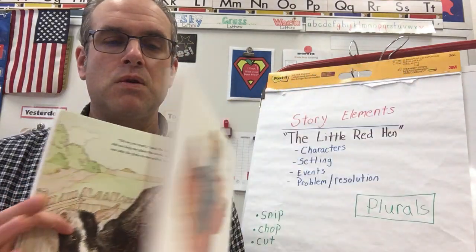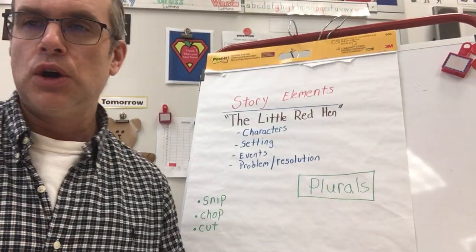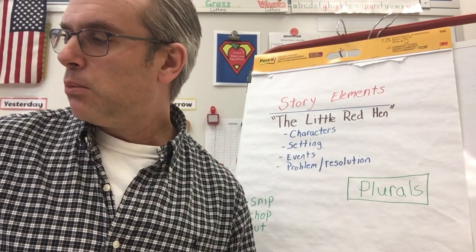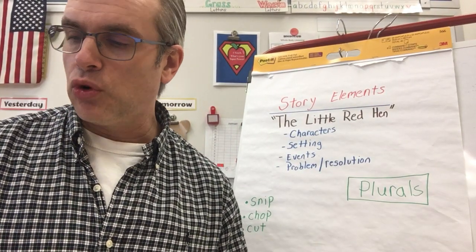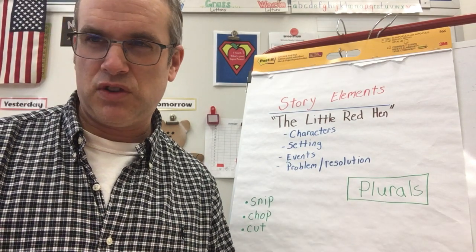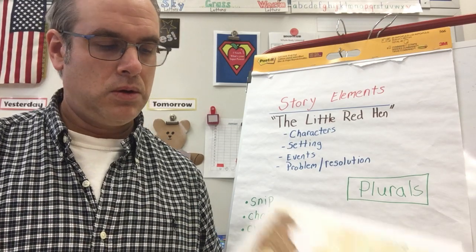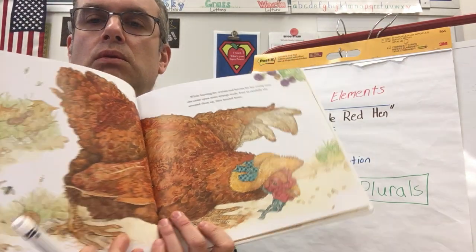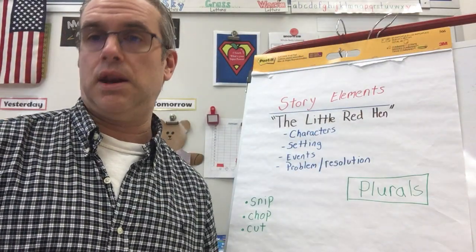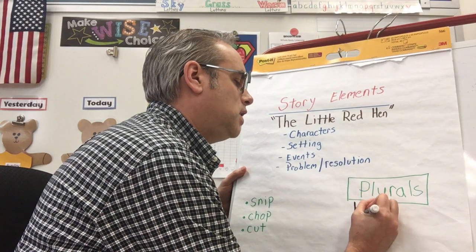Okay? All right. So I have a new word put up here in a box. It says plurals. Plural means more than one. All right? More than one. So in the story, let's look at some examples to understand what plurals mean. All right. How many red hens were there? Well, there was one. So we would write just the word hen to show one. Okay? Hen. H-E-N.